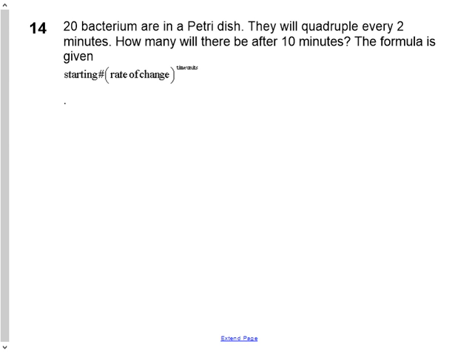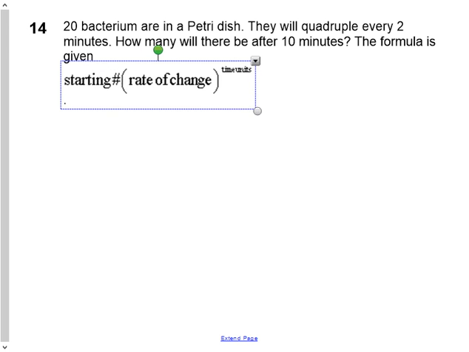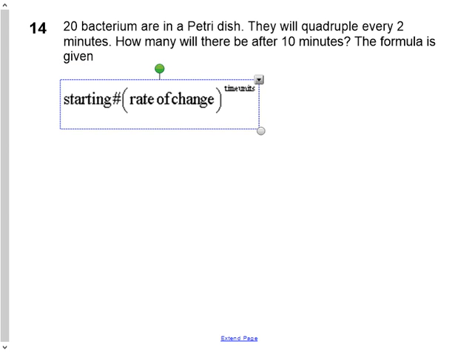And finally, the last question: 20 bacteria are in a Petri dish. They will quadruple every 2 minutes. How many will there be after 10 minutes? Use the formula given: starting number multiplied by rate of change to the exponent of time units. Honest to heavens, I don't know how you could possibly mess this up as bad as some people did when given the formula. But your starting number is 20.